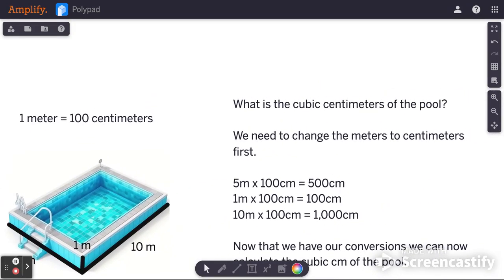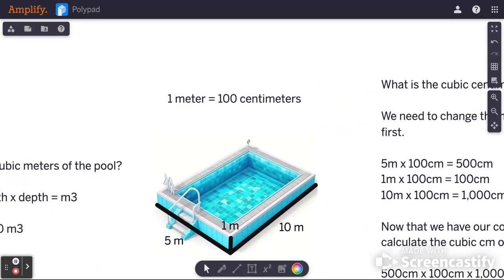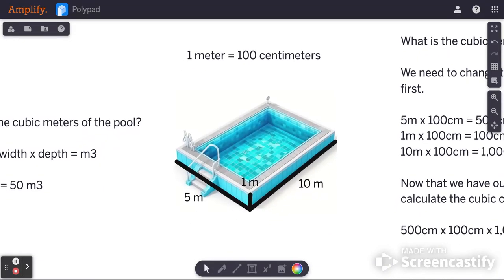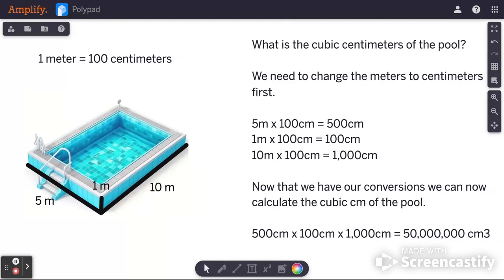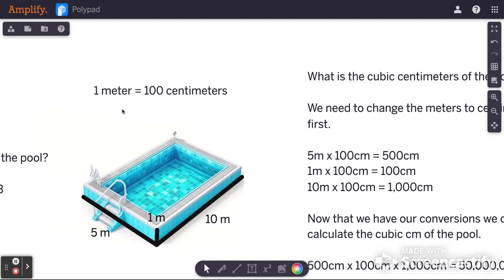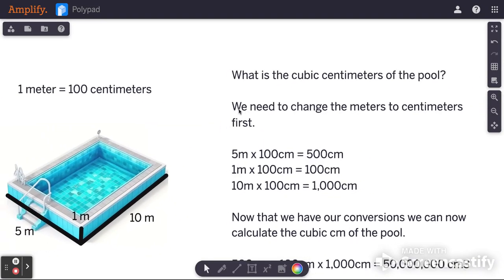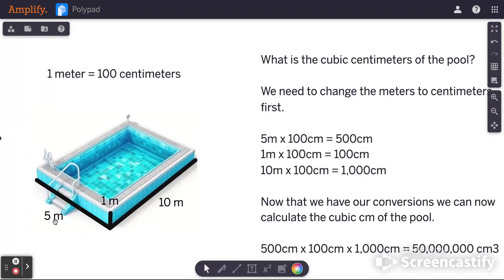Because maybe I have to put some chemicals in my pool, and the chemicals go by cubic centimeters, so I would need both measurements in order to put the right amount of chemicals inside of my pool. So I have to have these cubic centimeters as well. I know that 1 meter is the same as 100 centimeters. So I'm going to go ahead and do my conversions for each of these meters. I have 5 meters here. I'm going to multiply that by 100 centimeters, which gives me 500 centimeters.